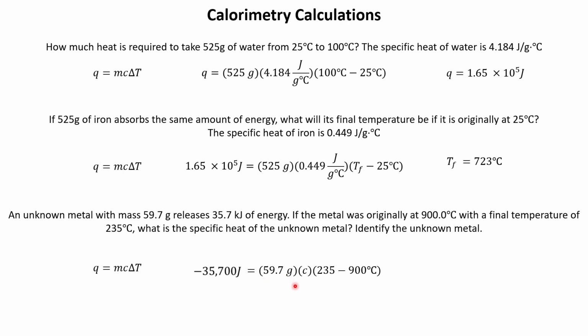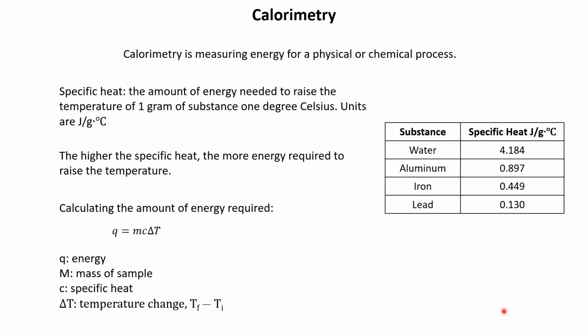Our mass, of course, is 59.7. We don't know the specific heat. That's what we're solving for. Our final temperature is 235, and of course, our initial temperature was 900 degrees Celsius. Working through our algebra, we get a specific heat of 0.897 joules per gram times degrees Celsius. Well, let's see if we can identify this. So let's go back to our table from the previous slide, and we can see that this metal is going to be aluminum with, again, a specific heat of 0.897.